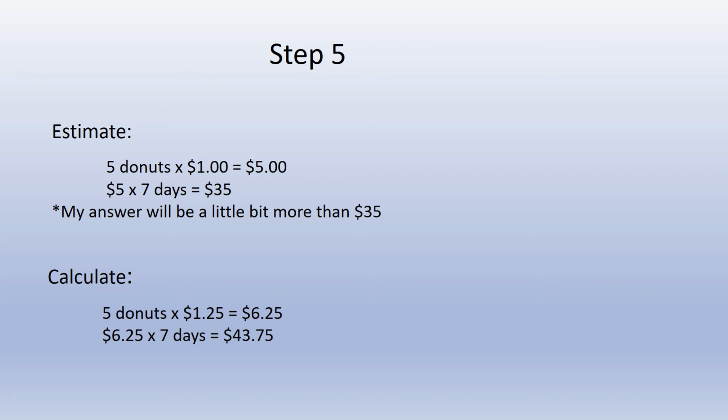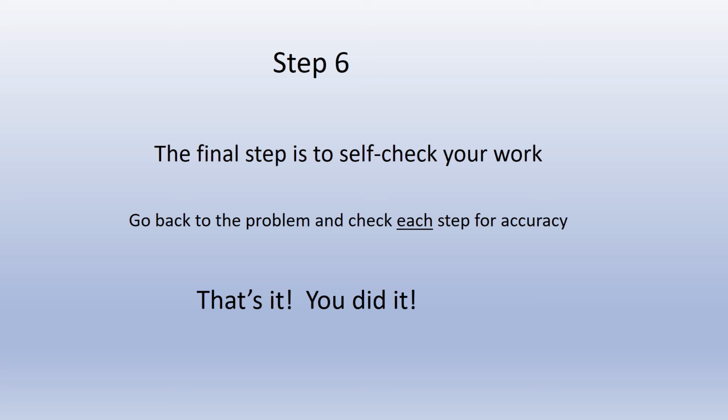Then you're going to calculate the figures. 5 donuts times $1.25 is $6.25. And that amount times 7 days equals $43.75. The last step is to check your work.